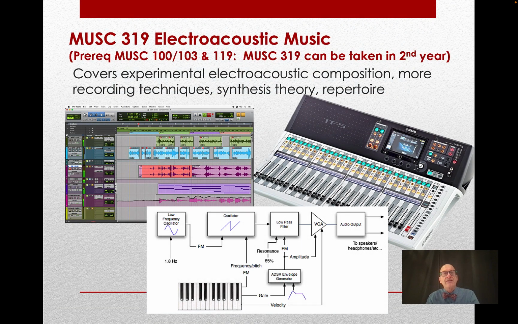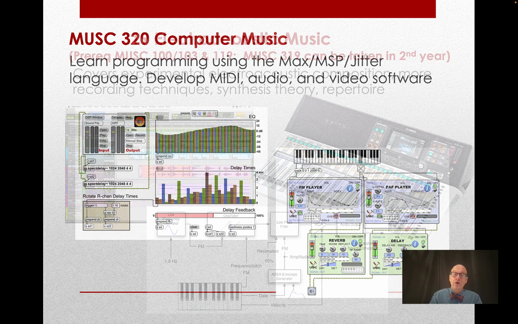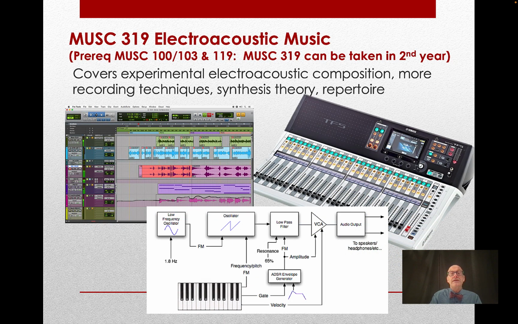In 319 electroacoustic music, we're doing electroacoustic composition and recording techniques, a lot of synthesis theory, and a lot of repertoire studies of experimental music. Oh, by the way, you can take this immediately after taking 119. So you take 119 this semester, next semester in the fall, you can take 319.